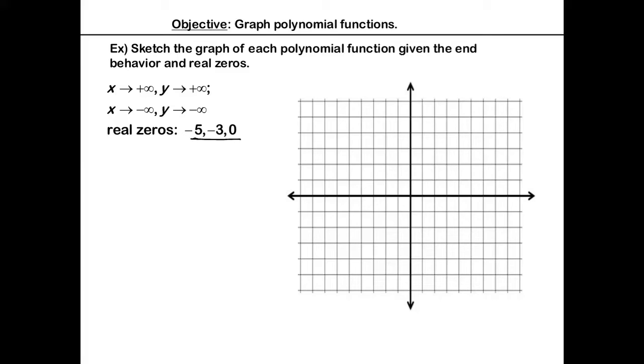All right, how many zeros do I have? 3, which means I have x to the third power, which means it's odd. Because it's odd, my arrows are going to point in opposite directions, okay? And also I have no multiplicity. So I'm going to put regular dots, and we're going to cross the x-axis.